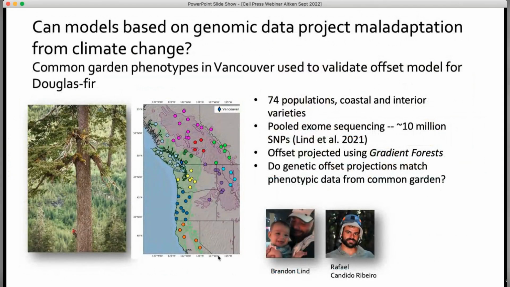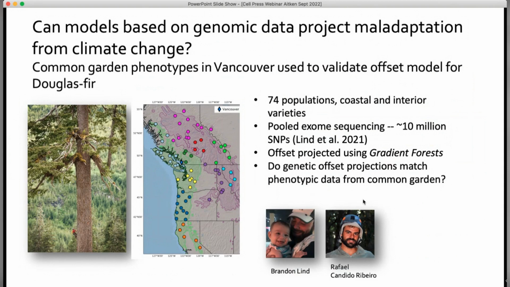So now I'm going to talk about a very recent analysis with Douglas fir. This is a species that also occurs along the Pacific coast, and we have two varieties. We've got coastal Douglas fir in the green shading and interior Douglas fir in the purple shading. So we had 74 populations, did pooled exome sequence capture, and got about 10 million SNPs. These are huge genomes, about 20 gigabases, so we generally target the exome. And then Brandon Lind led this work and projected the offset, again, using gradient forests.